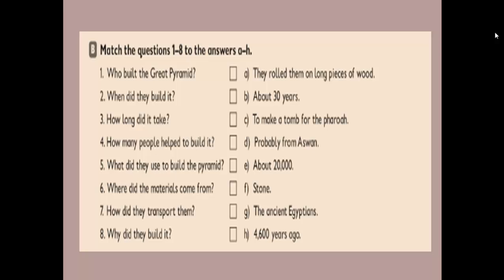Number 5. What did they use to build the pyramid? The answer is number F, stone. The following sentence, number 6. Where did the materials come from? Probably from Aswan. Probably from the city of Aswan.